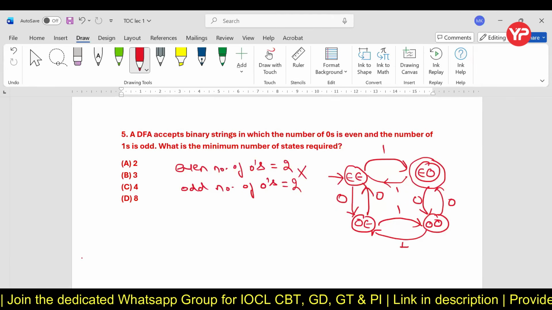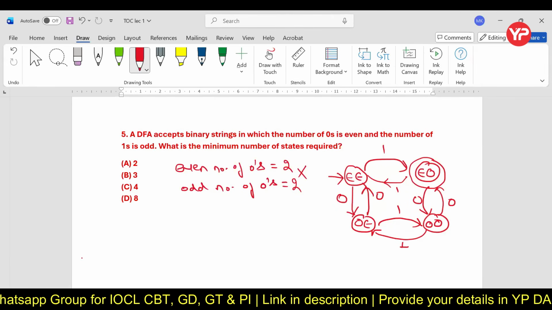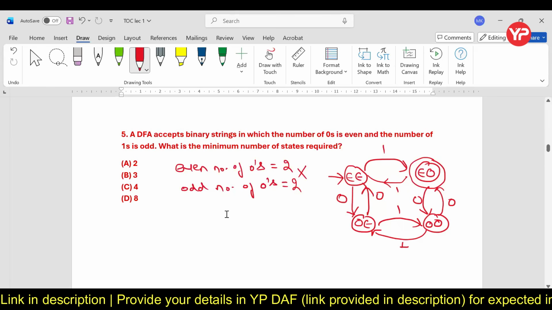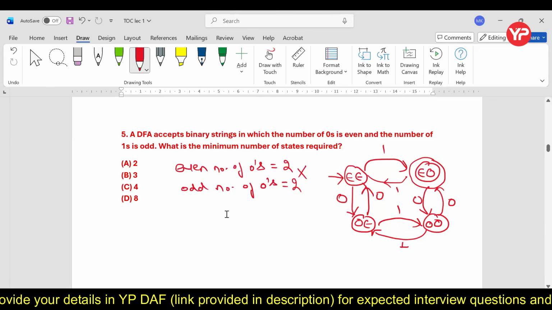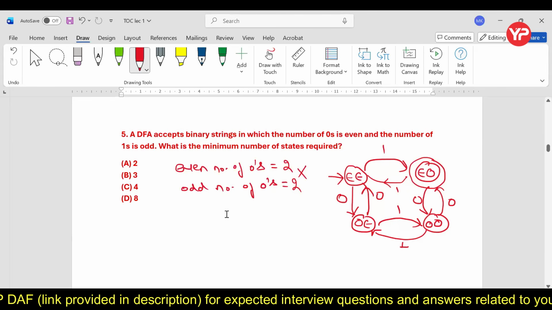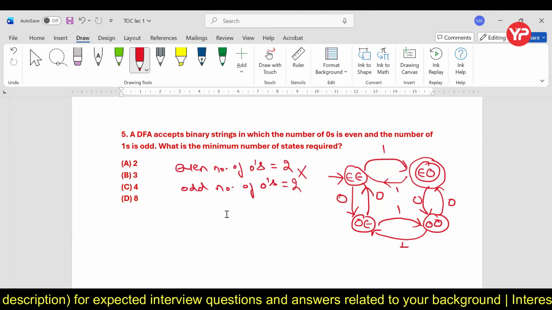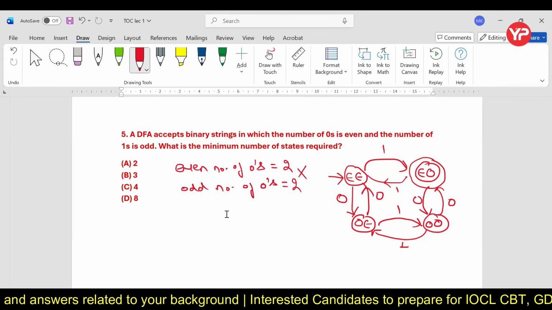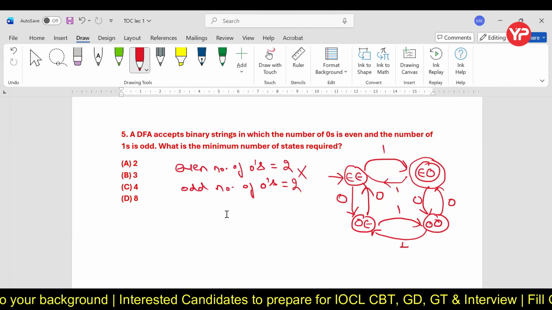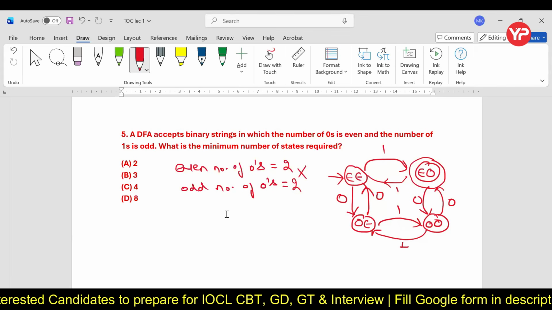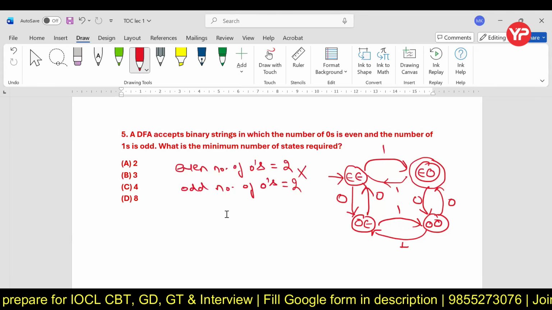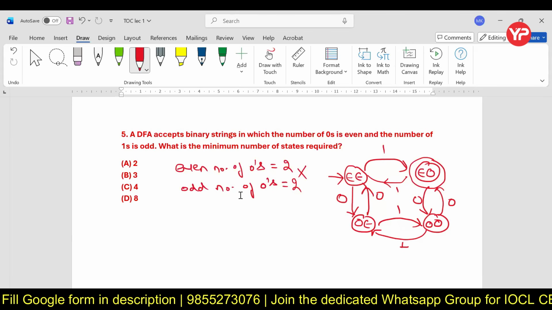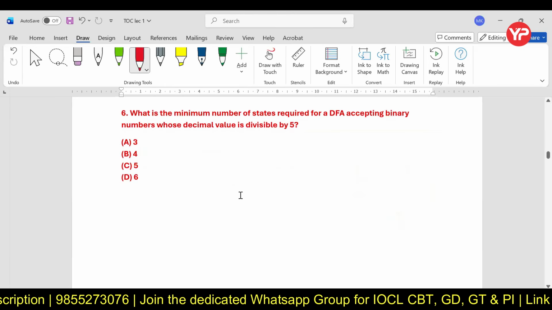So in this way, my dear students, I can draw, and we are having 4 states. If you make the first state, EE, the final state, it accepts even 0s and even 1s. If you make OE the final state, then it accepts odd 0s and even 1s. Fine. If you make the final state OO, then odd 0s and odd 1s. Fine. That is the case.